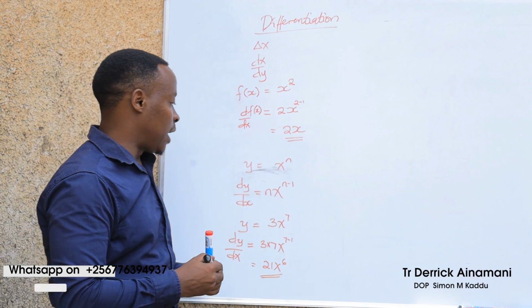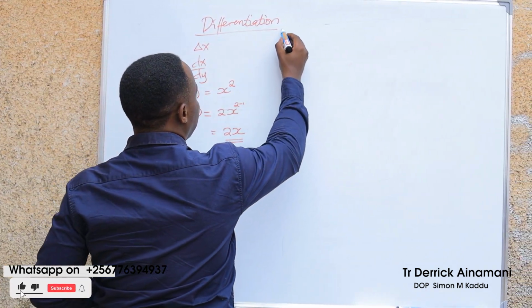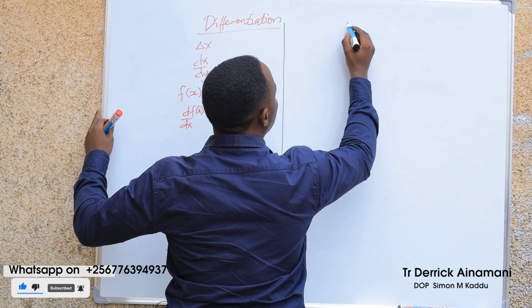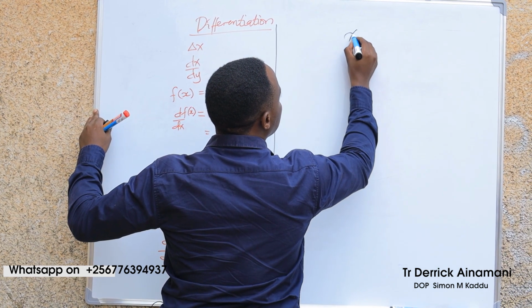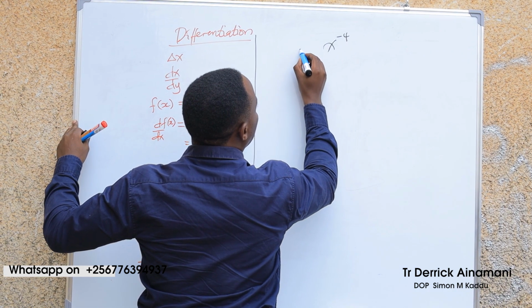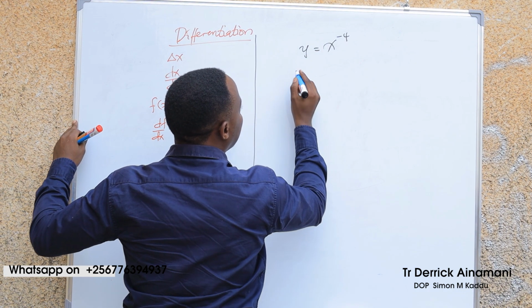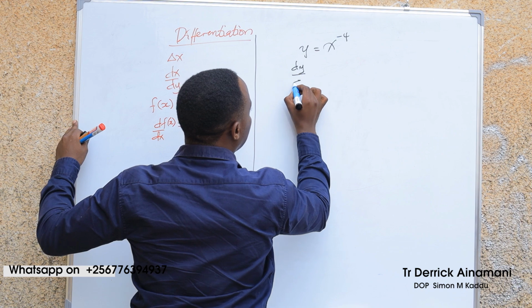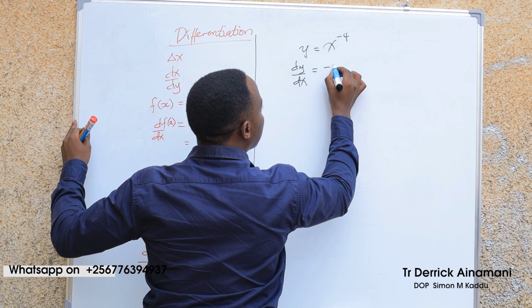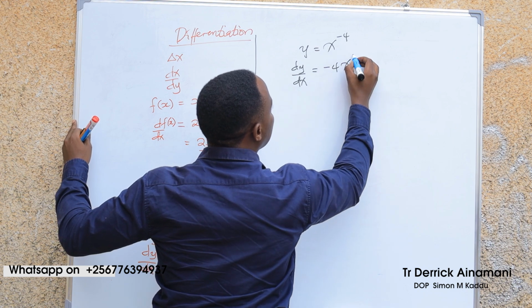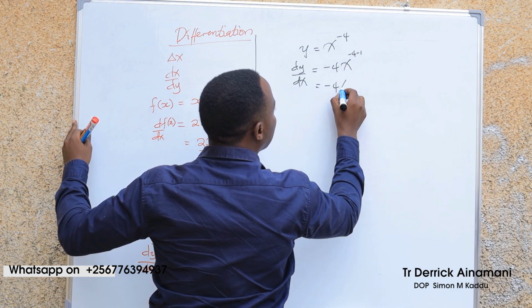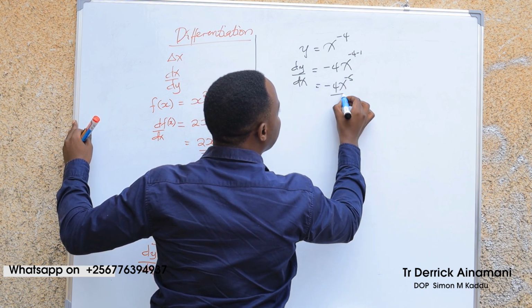Now, there are other questions that are a bit tricky in differentiation. They could bring you y is equal to x to the power negative 4, and they say find dy/dx. So negative 4 comes down, you have negative 4x, then the power negative 4 minus 1, which would be negative 4x to the power negative 5.